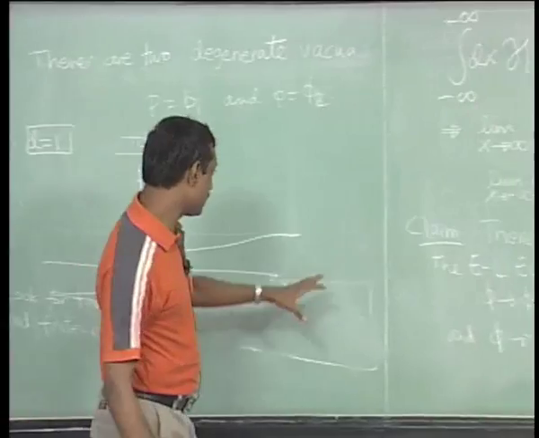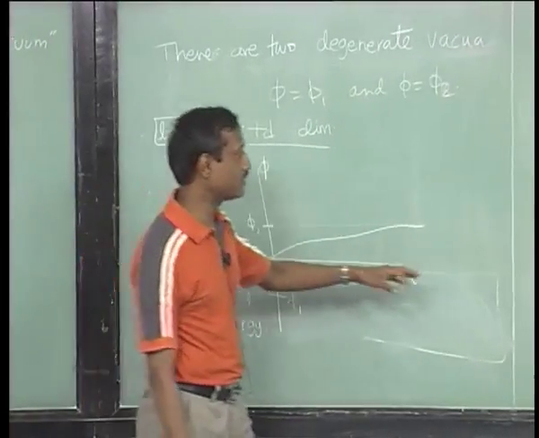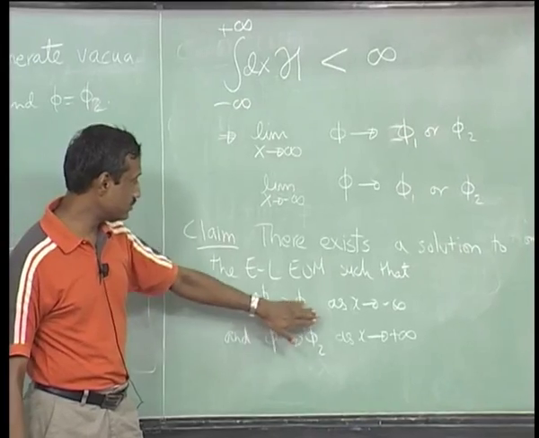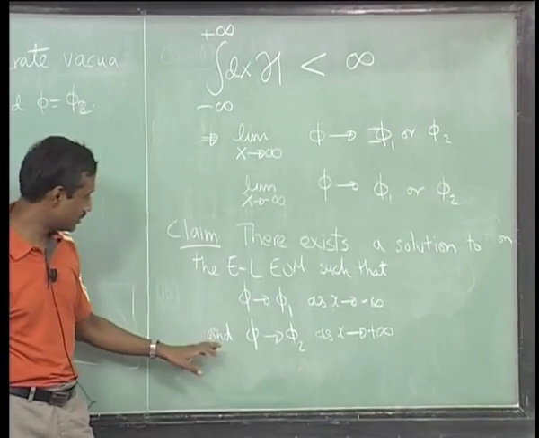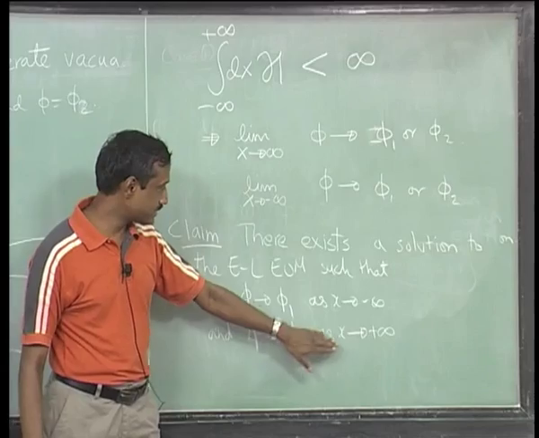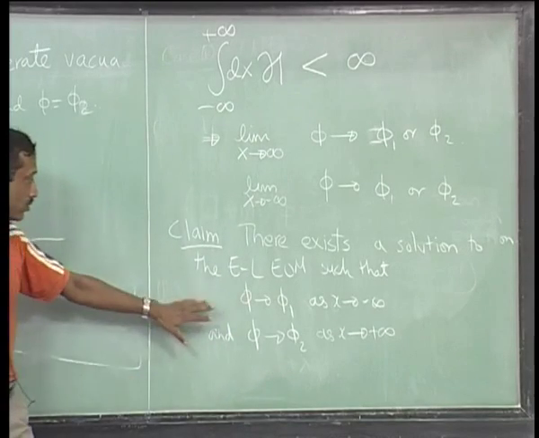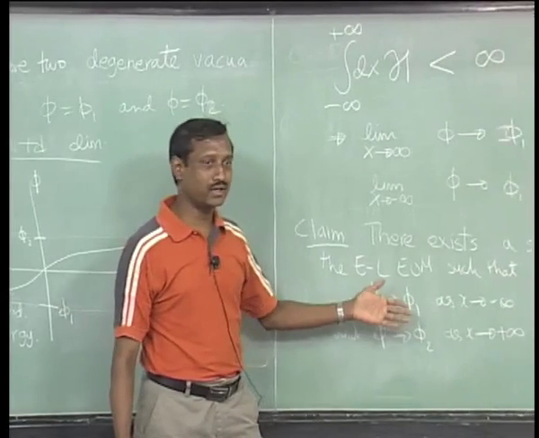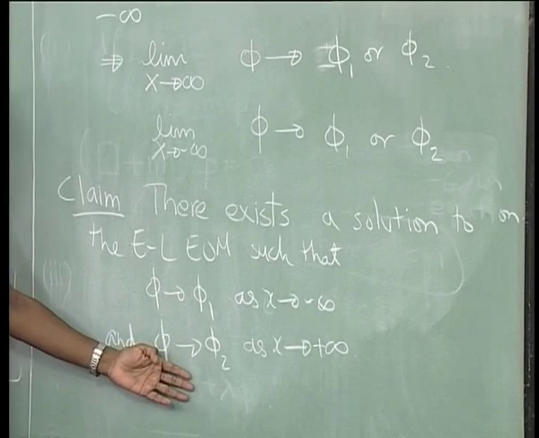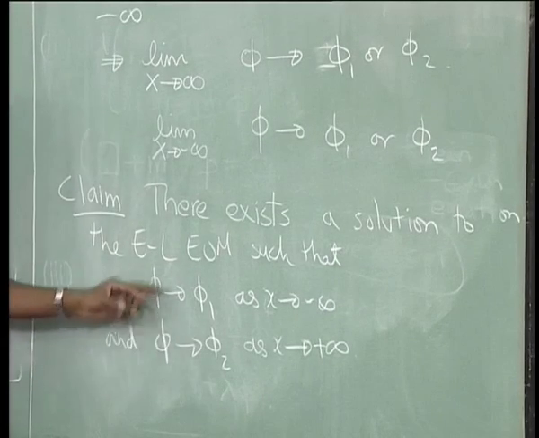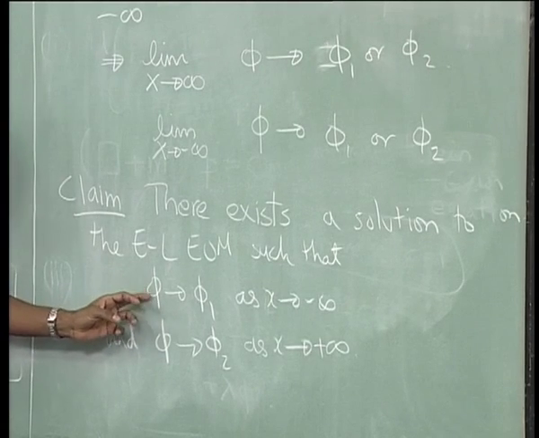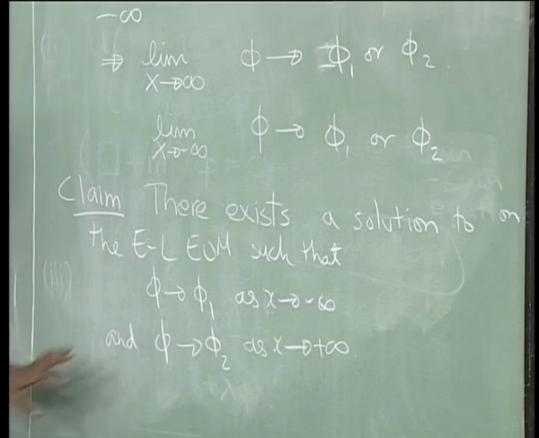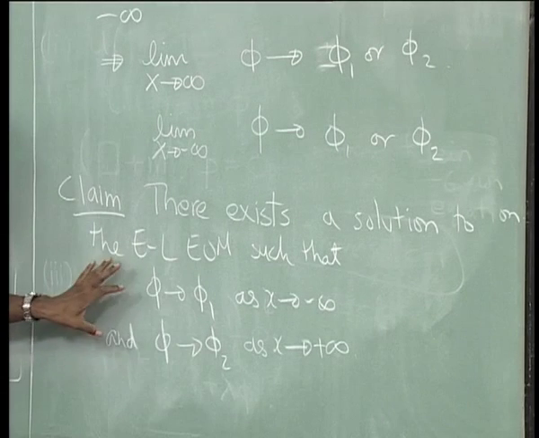So, the claim is that there exists a solution to the Euler Lagrange equation of motion such that phi tends to phi 1 as x tends to minus infinity, and phi tends to phi 2 as x tends to plus infinity. One thing you can say is that by just flipping the axis, if I can find a solution with this asymptotics, I can definitely find a solution with asymptotics phi goes to phi 2 as x goes to minus infinity and the other one. Okay. But there is a very nice way to see this.